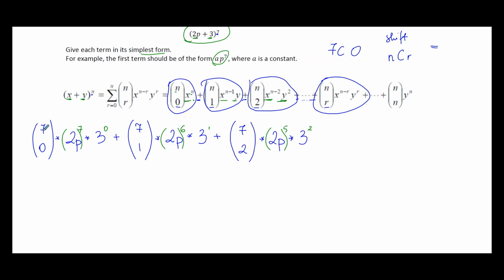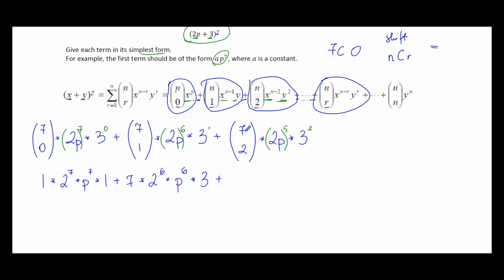So the value of the first one, 7 choose 0, that will be 1. Multiply. And here we take 2 to the power of 7, and then we take p to the power of 7, and then multiply 3 to the power of 0, that will be 1. Plus. And then again, in our calculator, we put 7 choose 1, and when we press equal, we get 7. Multiply. And again, this time 2 is taken to the power of 6. Multiply by p to the power of 6. Multiply by 3, because 3 to the power of 1 will be 3.